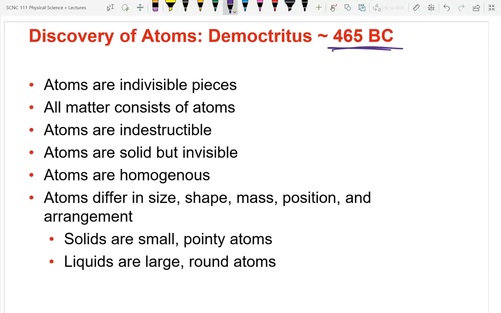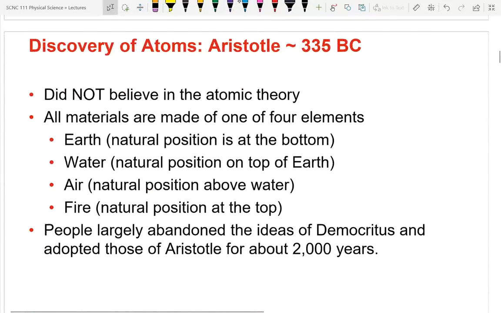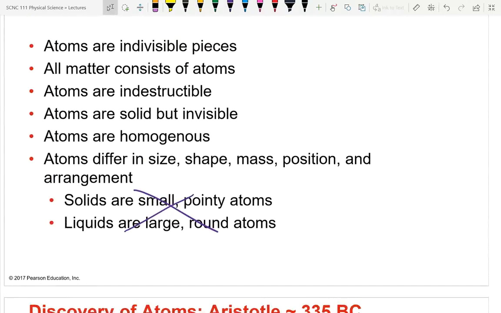So Democritus said that all matter consists of atoms that are indestructible. You cannot destroy them. And they're solid but invisible, because obviously we don't see individual atoms. And you have different kind of atoms that might be different in sizes and shapes. And this one's good. Solids are small pointy atoms, and liquids are large round atoms. Well, there's no sense to that, but that was part of what he believed. So long time ago, the idea that atoms exist, it's still on OneNote.